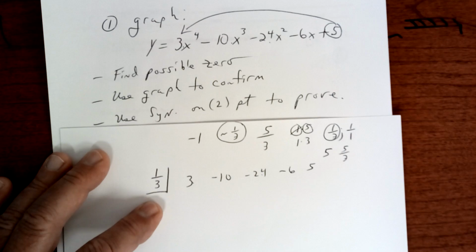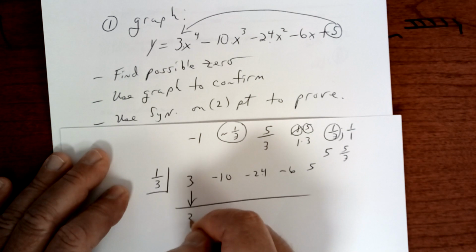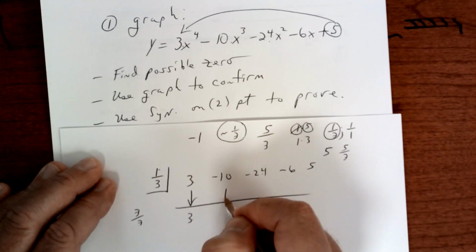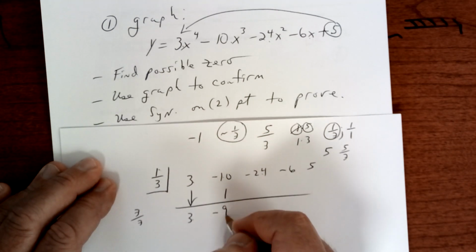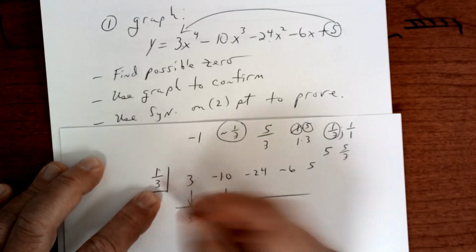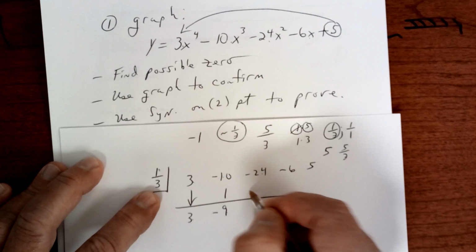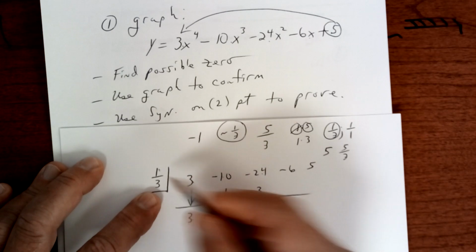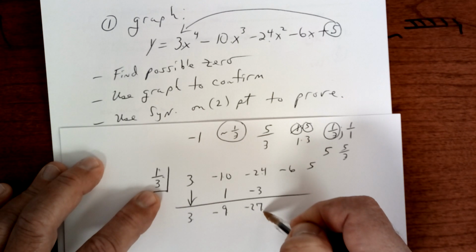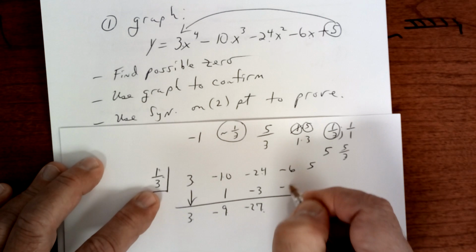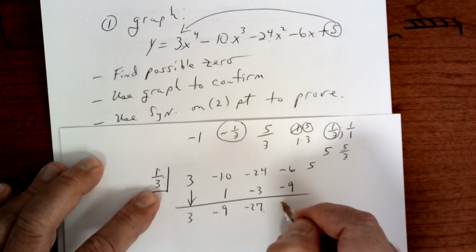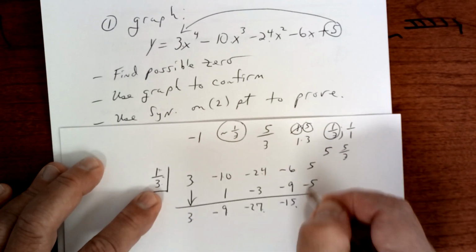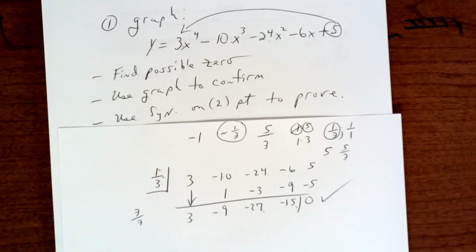Okay, now bring down your first number, which is 3. Well, guess what? 1/3 times 3 is 3 over 3, which equals 1. Add that up, you get a -9. Multiply, 9 divided by 3 is going to be a -3. Add that up, you get a -27. Multiply, and you're going to have 27 divided by 3, which is 9, but that's going to be a -9. Add that up, you get a -15. And -15 divided by 3 is a -5, and guess what? Man, I got lucky. 1/3 was a 0.